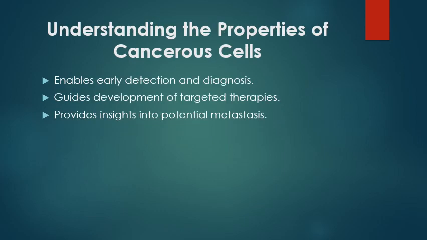Understanding the properties of cancerous cells enables early detection and diagnostics. So what I would say from a personal aspect is go to your doctor regularly, have the checkups that you're supposed to have. If you think that there is anything wrong, get it checked out, because it's better to go and it not be something than to wait and it be so advanced that you're past where you should be. It also guides development of targeted therapies and provides insight into potential metastasis.